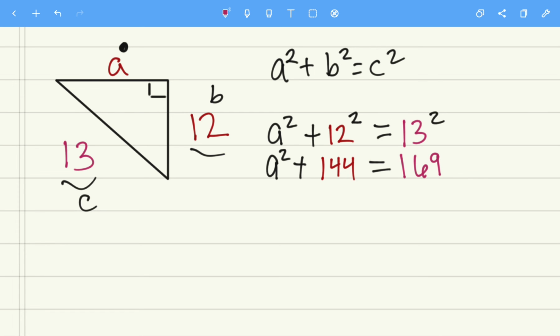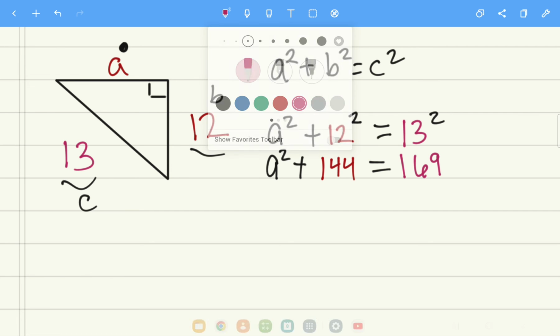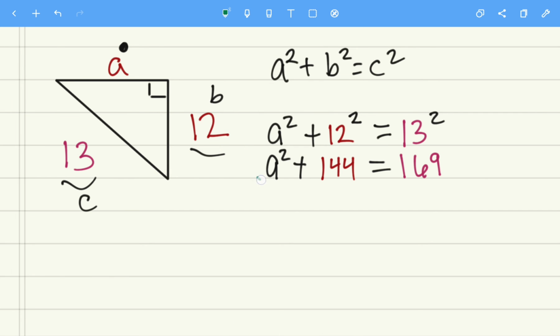Now I have A squared plus 144 equals 169. I want to get A squared alone. So I have to get rid of the 144 by doing the opposite. The opposite of plus 144 is minus 144. And what you do to one side, you have to do to the other. This cancels out 144 on the left.